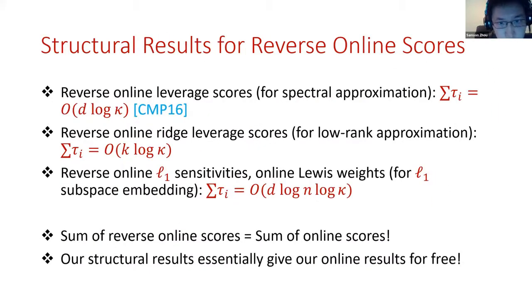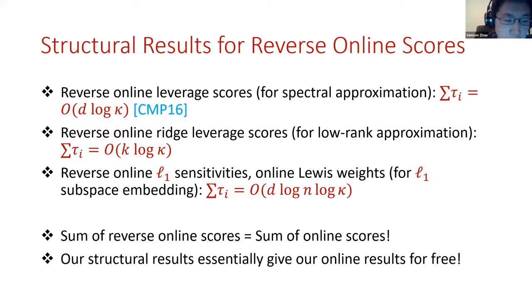This leads to a number of structural results that we show. For spectral approximation, it turns out that Cohen, Musco, and Peng already showed that the sum of the reverse online leverage scores is roughly d log kappa, where kappa is informally a quantity that represents the condition number of the matrix. For low-rank approximation, we instead consider the reverse online ridge leverage scores, whose sum we show to be k log kappa. For L1 subspace embeddings, we show that the sum of the reverse online L1 sensitivities and the online Lewis weights, which we define, are d log n log kappa.